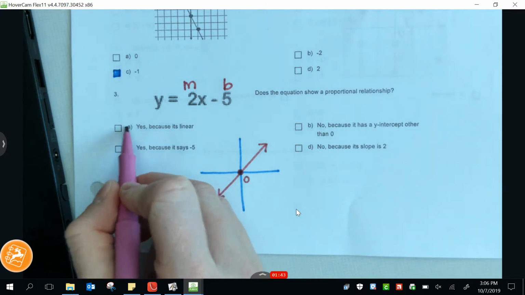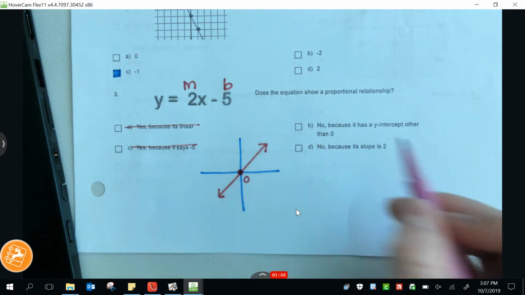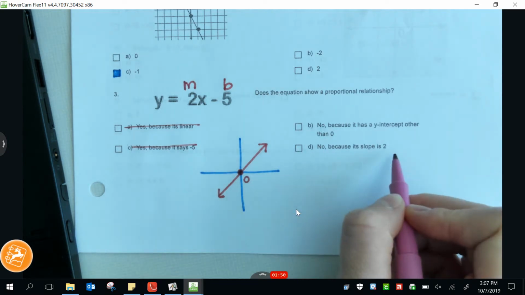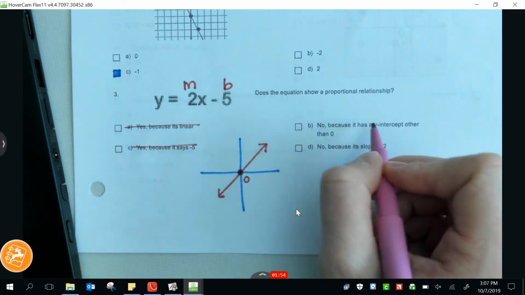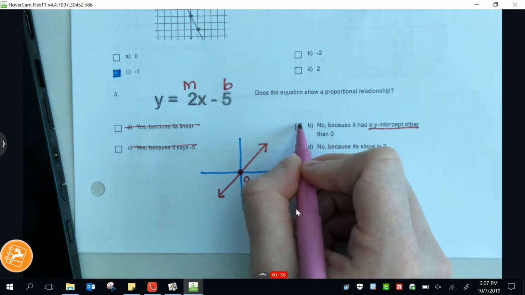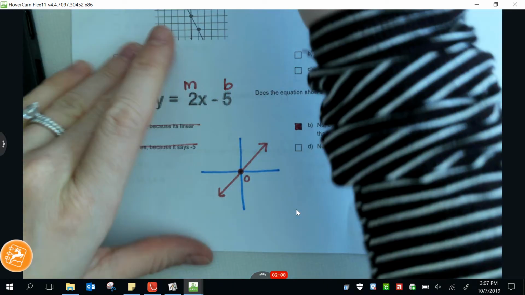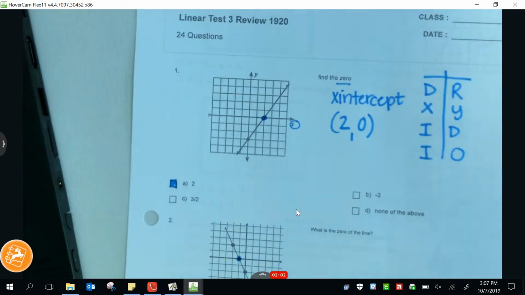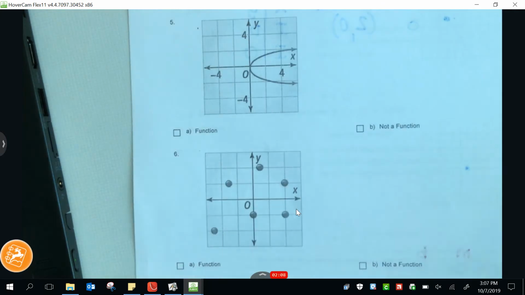So these are out. No, because it has a y-intercept other than 0, or no, because its slope is 2. Well, the slope has nothing to do with it. It would be because our y-intercept is incorrect. So we're looking at that one. So hopefully those were fairly easy for you. It'd be great if it didn't get any harder than that, right?